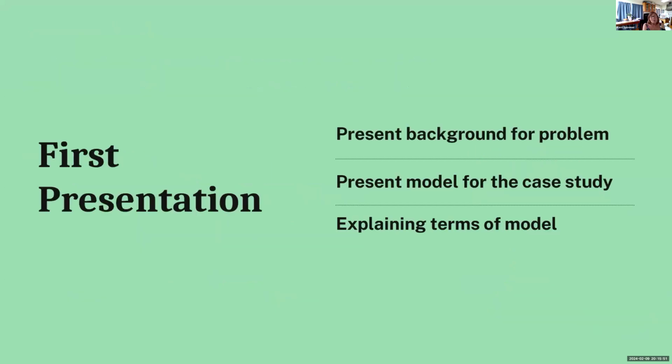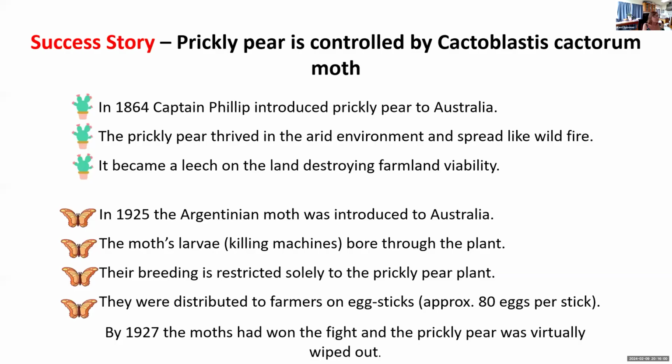Okay, so here we go. I'm now going to share with you some of the students' work on one of the case studies, so you can see what the students actually did. This one is about the prickly pear, and this is their first presentation. The first presentation was around the background. They talk about when the prickly pear was introduced into Australia, how it got out of control, and how a moth was introduced to control the prickly pear population.